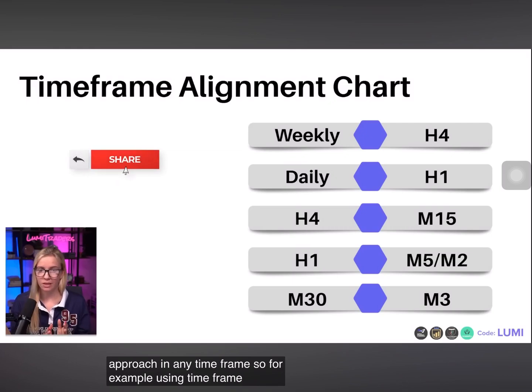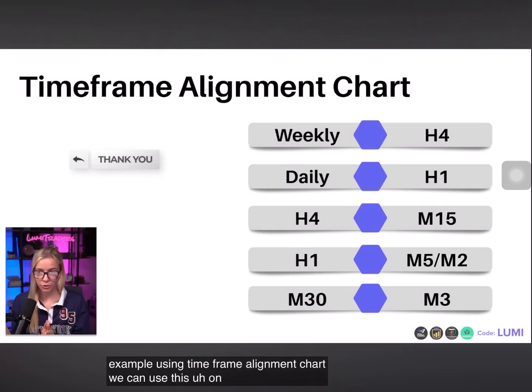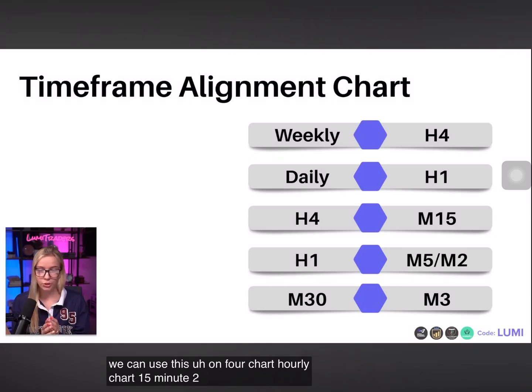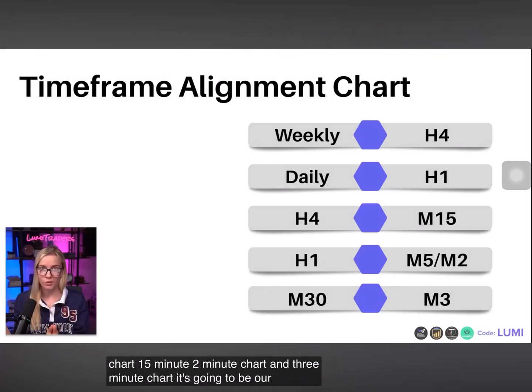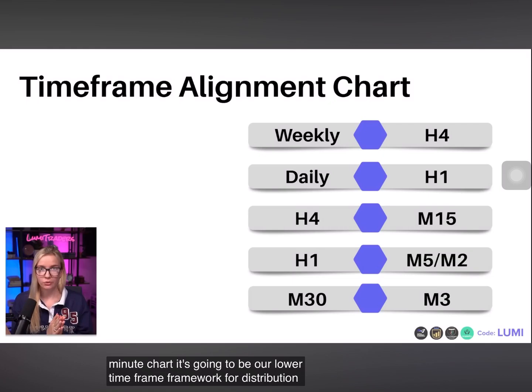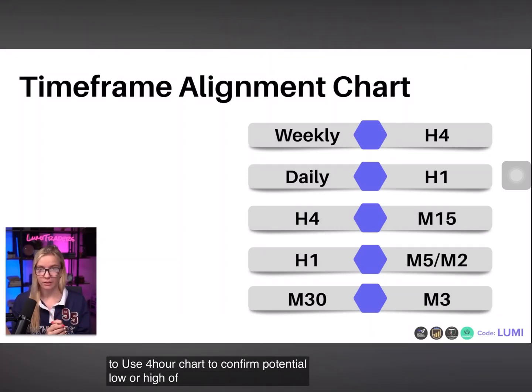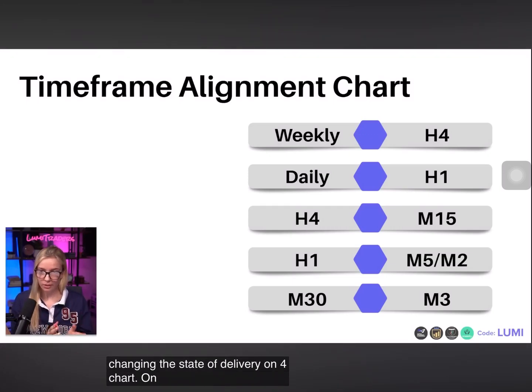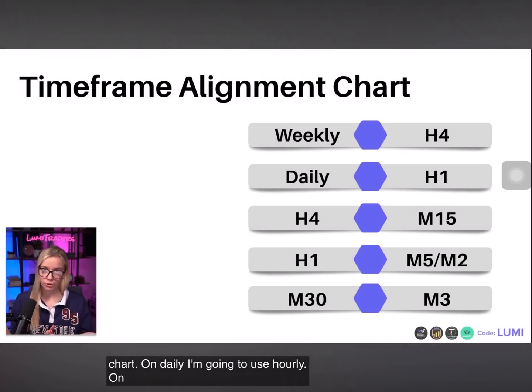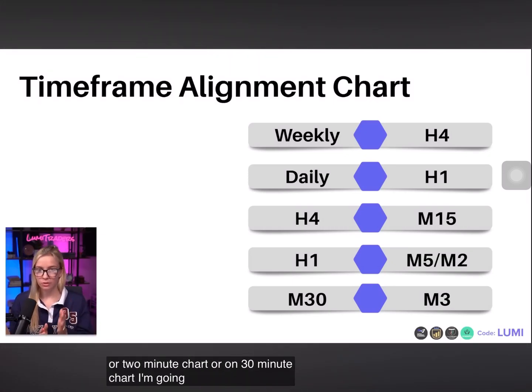So for example, using the time frame alignment chart, we can use this on 4-hour chart, hourly chart, 15-minute, 2-minute chart, and 3-minute chart. It's going to be our lower time frame framework for distribution. So this means when I'm looking for weekly candlestick formation, I'm going to use the 4-hour chart to confirm potential low or high of the candle by using change in the state of delivery on 4-hour chart. On daily, I'm going to use hourly. On 4-hour, I'm going to use 15-minute chart. On hourly, I'm going to use 5 or 2-minute chart. Or on 30-minute chart, I'm going to use 3-minute chart.